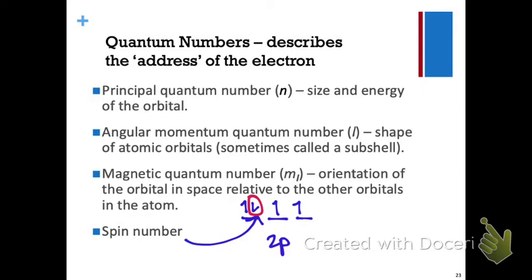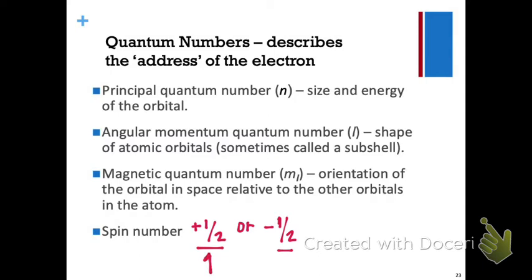The only 2 options for the last quantum number are positive 1/2 or negative 1/2. Those are the only 2 possible options for the fourth part of the quantum number. If my electron is pointing upward in my diagram, that means it's a positive 1/2. If my electron is pointing downward in my orbital diagram or orbital notation, that means it's the second electron that went in, which is the negative 1/2 spinning direction.